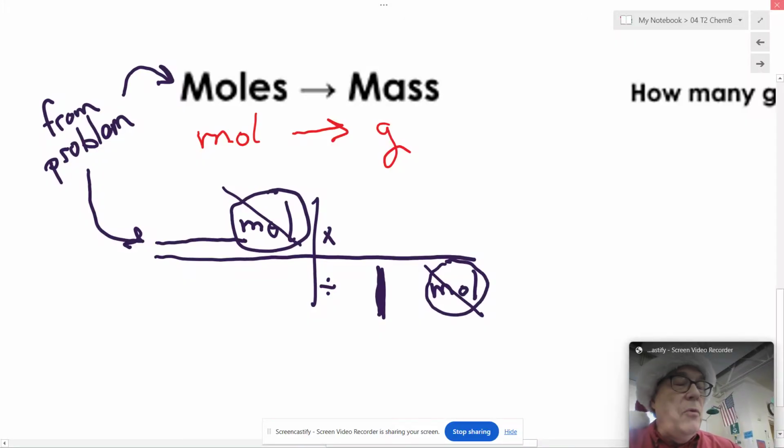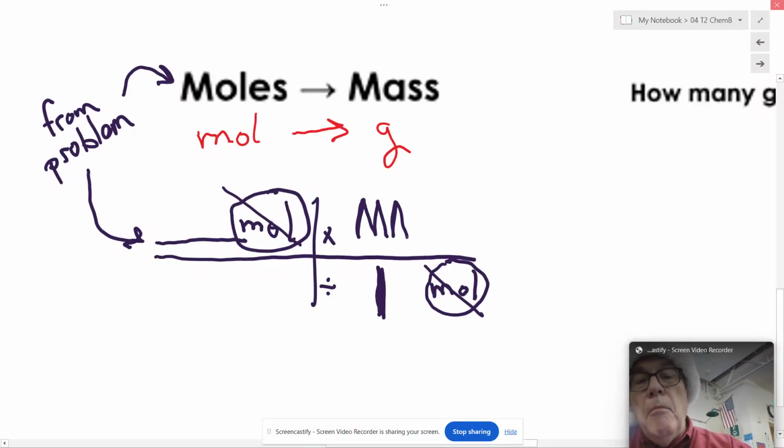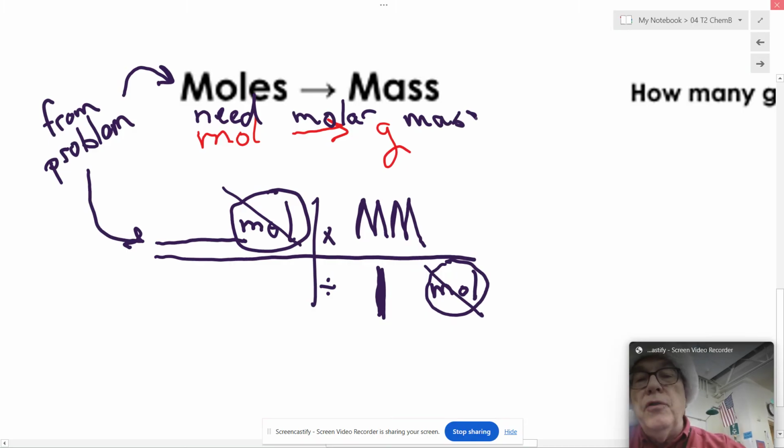So you don't need to write anything else for moles other than 1, because it's simply 1 mole is equal to the molar mass. So remember, you're going to need the molar mass for these problems as well. Don't forget, you're going to need molar mass. Molar mass is your friend. That's why we've been practicing it quite a bit over the last 2 weeks.